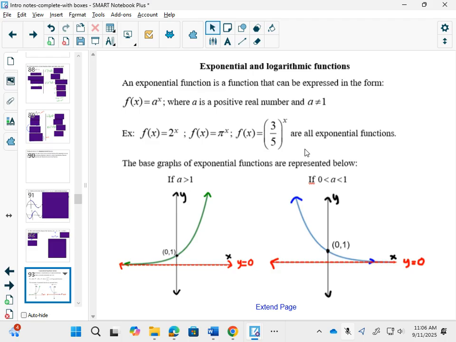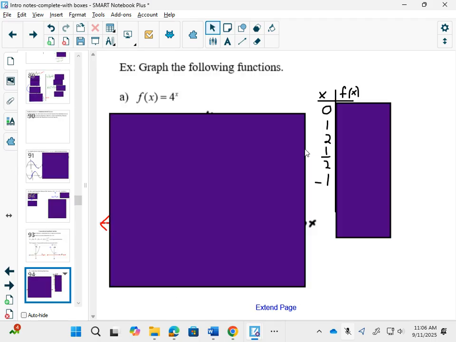So first of all, graphing wise, you have your exponential graphs. Some characteristics of exponential graphs: they have an asymptote at y equals 0. Whenever you plug in 0 for the exponent of x, you get 1, so that's a common point. Sometimes they're increasing if your base is bigger than 1, like 2, and sometimes they're decreasing if your base is between 0 and 1, like 3/5.